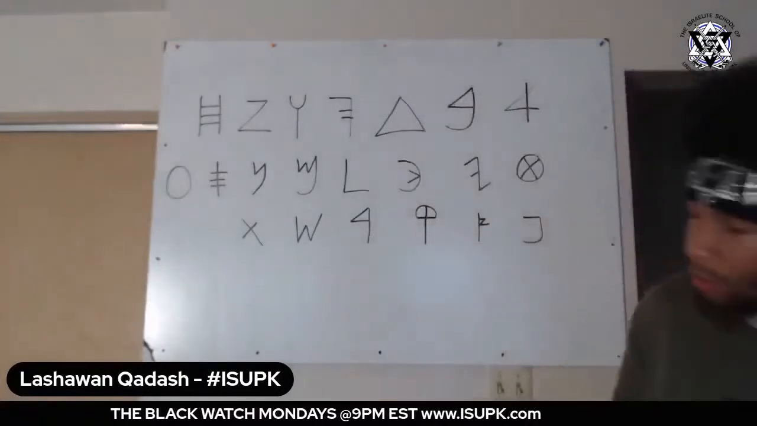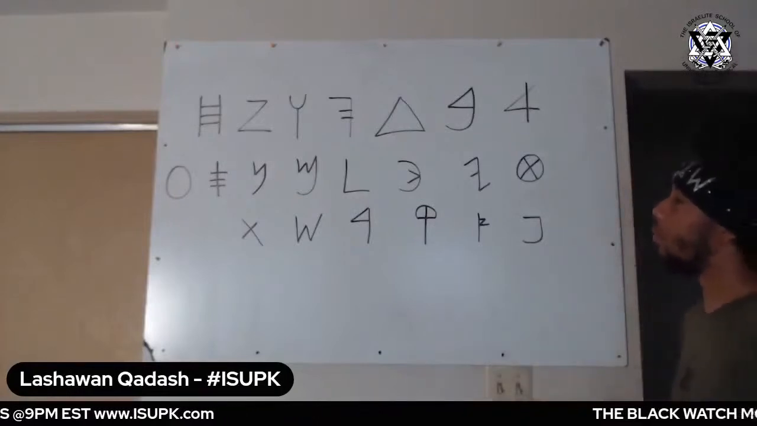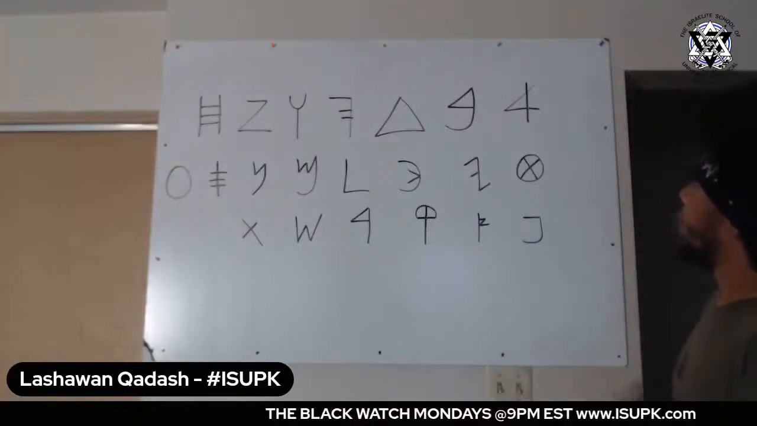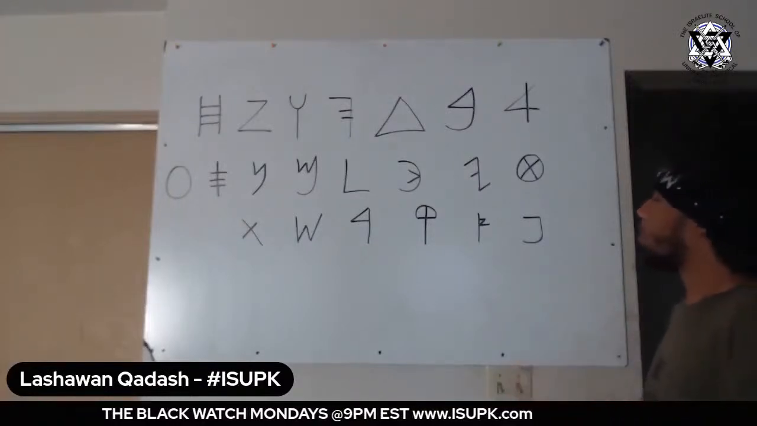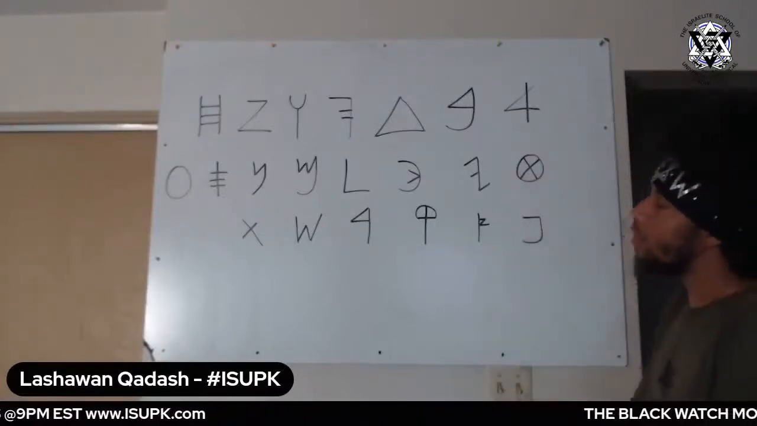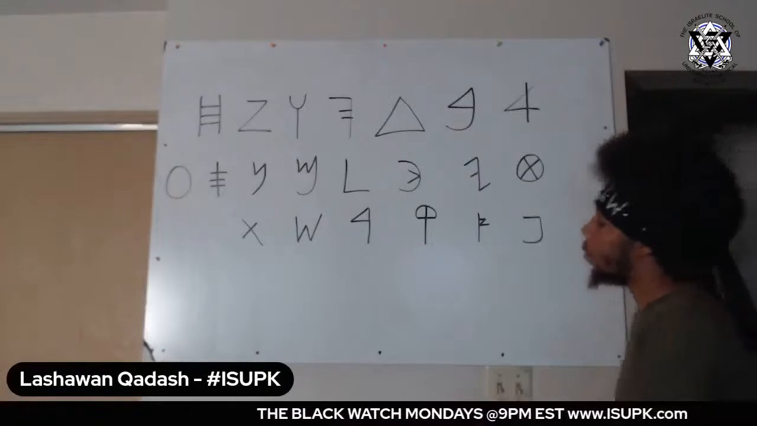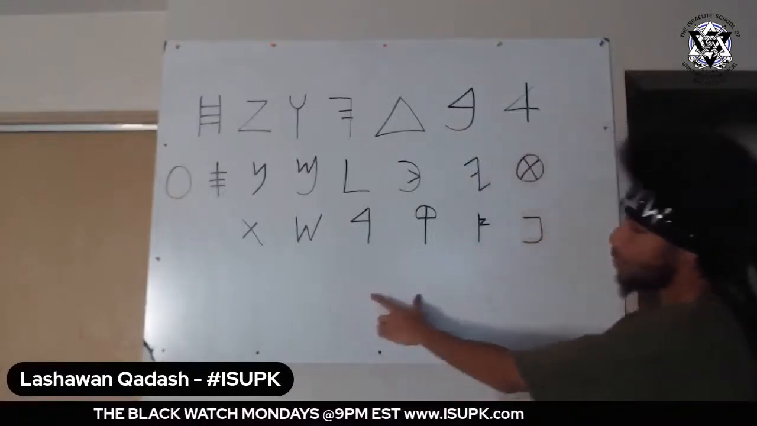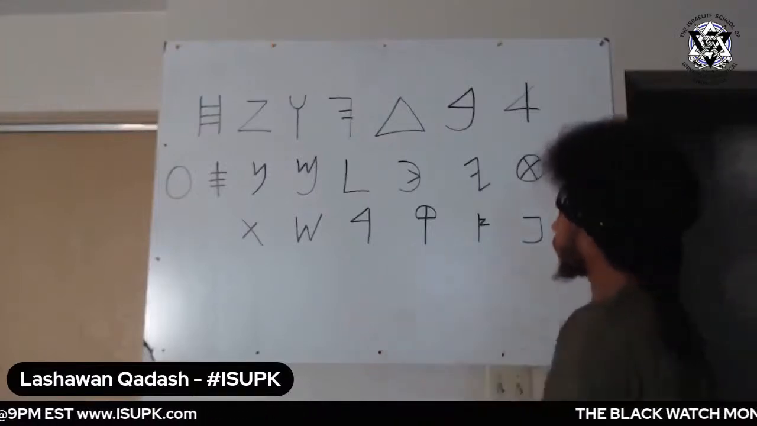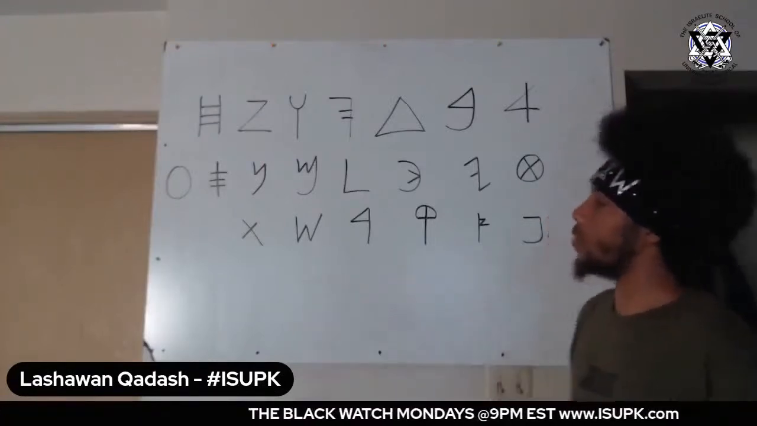As we always start off the class, we start off with the Lashawan Qadash alphabet, which is very important. Always, what we are going to do is start off with this, because some people may mispronounce or may not know how to pronounce the actual Hebrew. If you see a word in Hebrew and you know that it's a Hebrew word, you need to know how to pronounce it correctly.